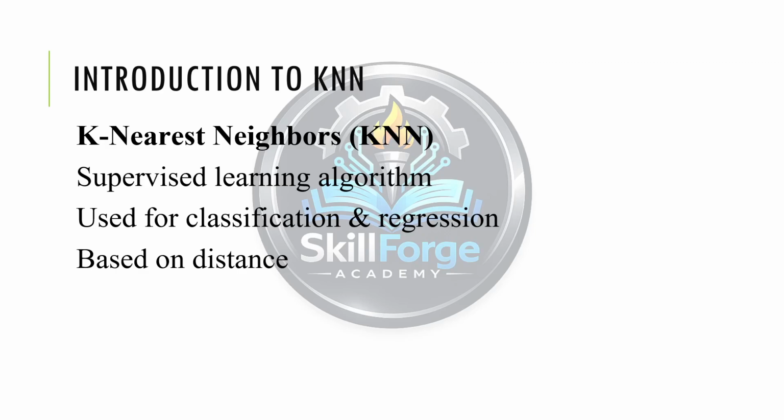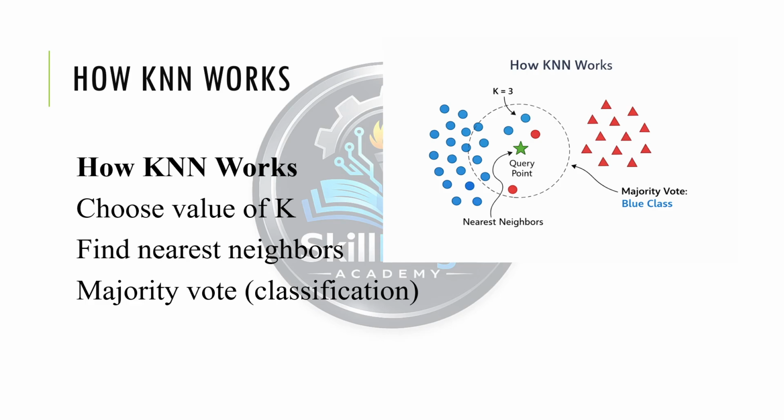Okay. Moving forward, now let's learn a new algorithm which is called K nearest neighbor, or we say KNN as well. Unlike logistic regression, KNN does not learn a formula. Instead, it makes predictions based on similarity. It looks at the nearest data points and decides the output based on them. This makes KNN simple, intuitive, and very useful for beginners. So now we'll try to understand how our KNN actually works.